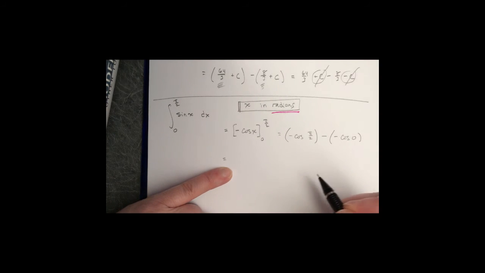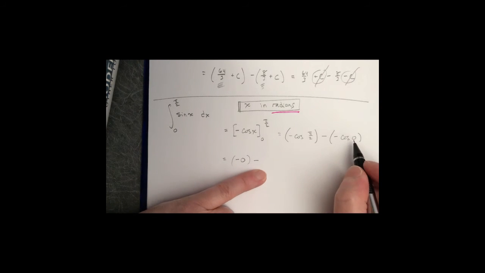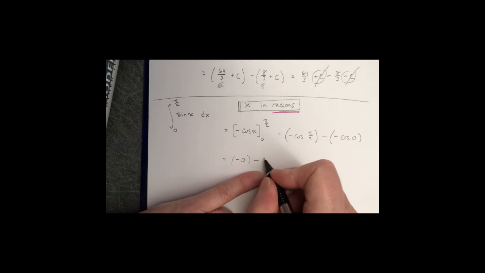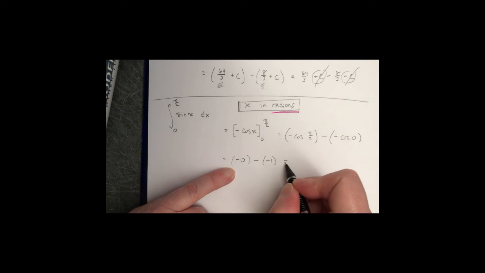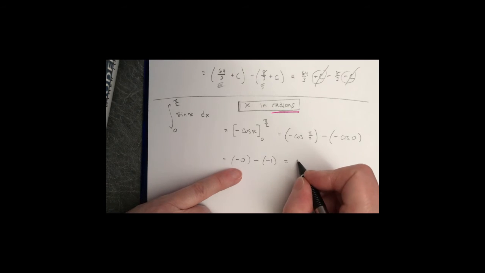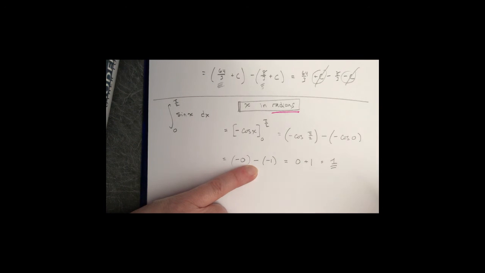So the cosine of pi over 2 is 0, so I've got negative 0. Then I'm subtracting. And I know that the cosine of 0 is positive 1, so I want negative the cosine of 0, so that's a negative 1. I'm being really careful with my brackets, because that's going to be 0 subtract negative 1. Subtracting a negative is adding a positive, and our grand result is 1.